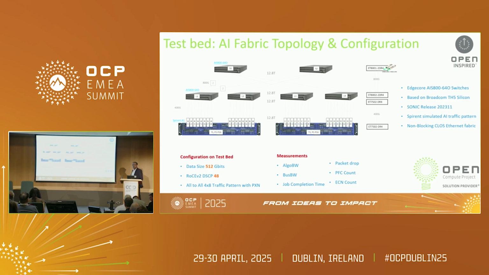So here is the test topology that the team was using, and we have 6 Edgecore AIS 800 gig switches. All are OSFP 64 ports. They're all based on the Broadcom Tomahawk 5 chipset. The software they were using is a SONiC distribution based out of 2023-11. It's a non-blocking configuration. We were using all Ethernet optics, Edgecore optics here. This is a test bed where things were configured and tuned, but we also had equipment from other vendors, but the process and the methods are the same.